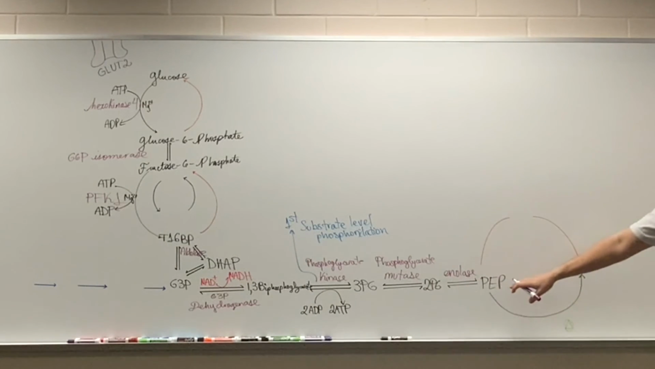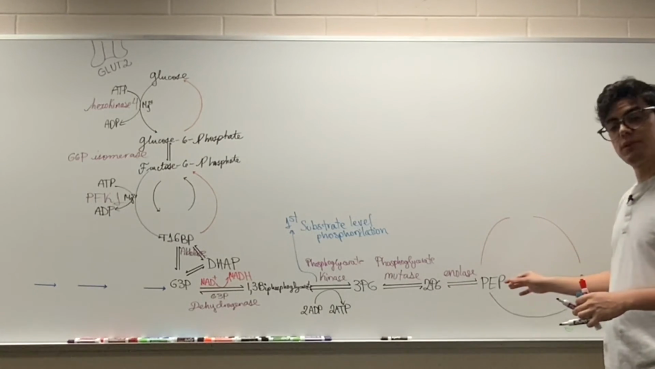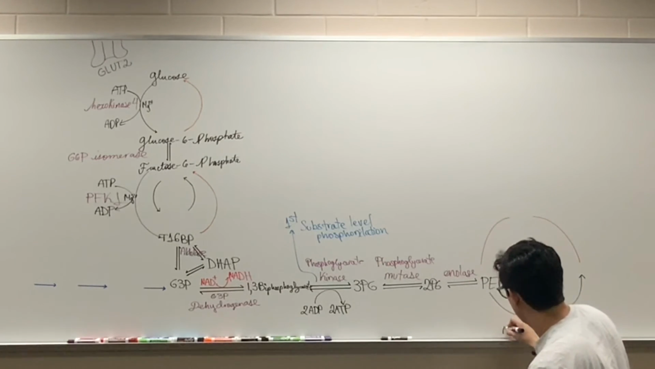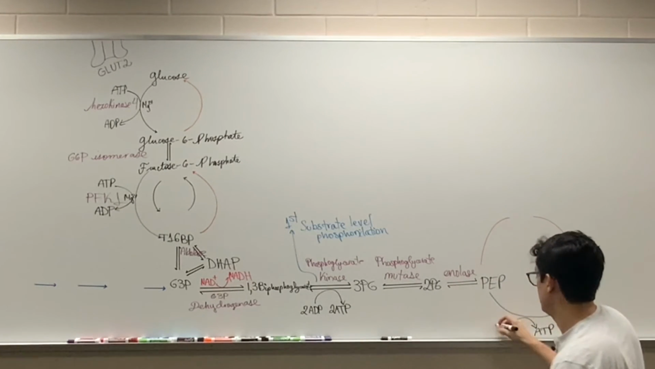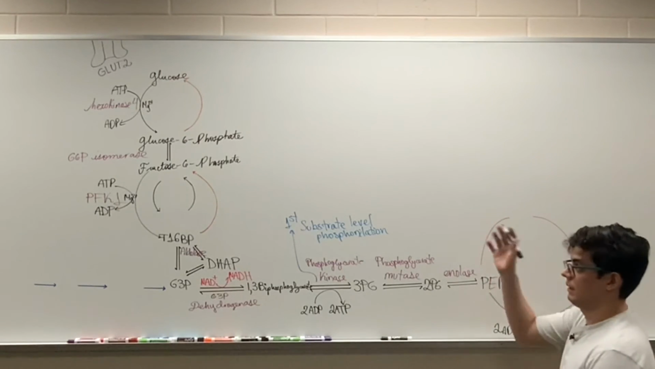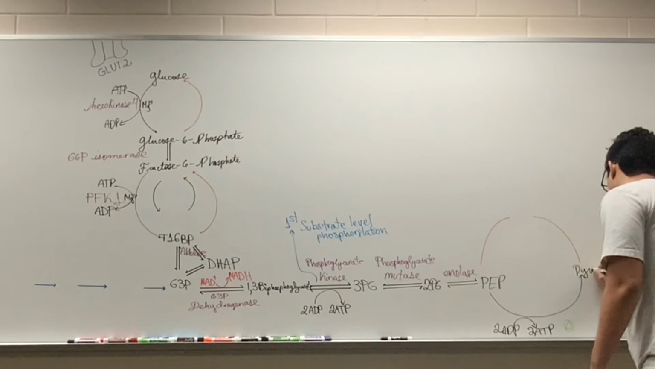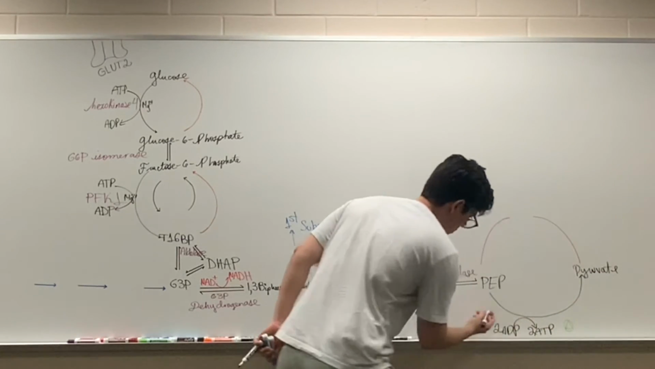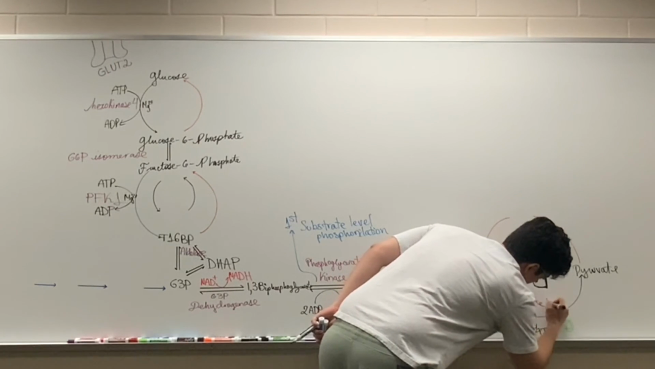And this phosphoenol pyruvate is also a high energy intermediate that is able to donate one of its phosphates to ADP to form ATP. So we're going to have more ATP, 2 in this step per glucose, to form pyruvate. And the enzyme that does this step is called pyruvate kinase.